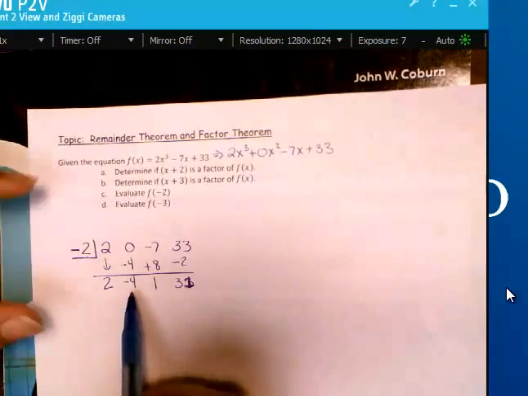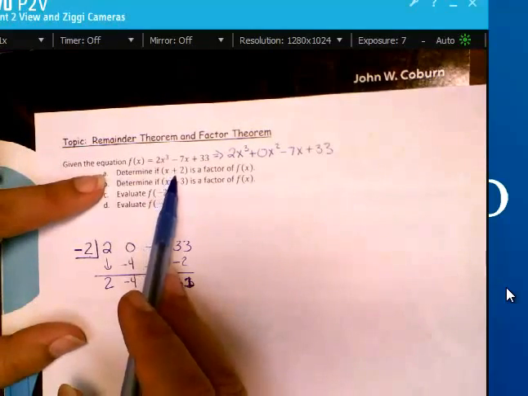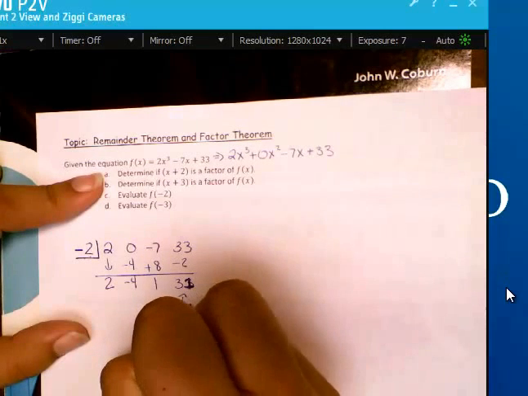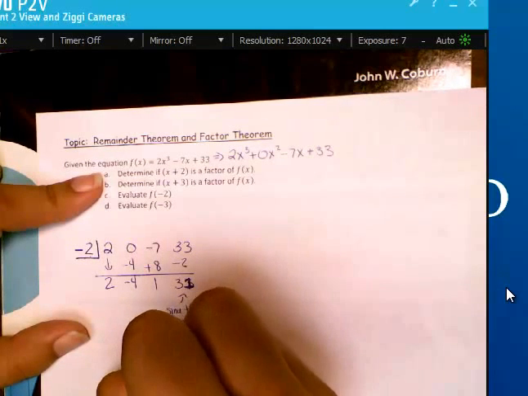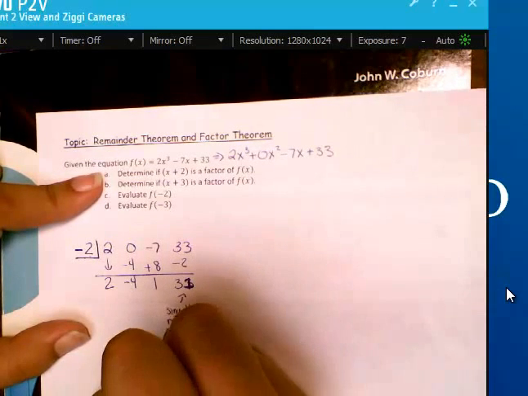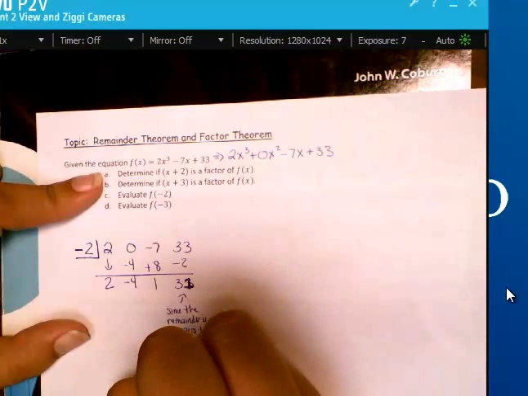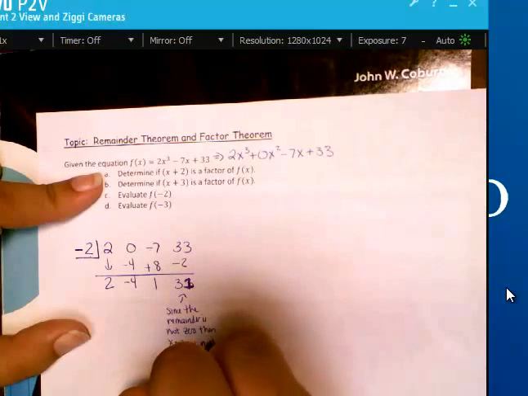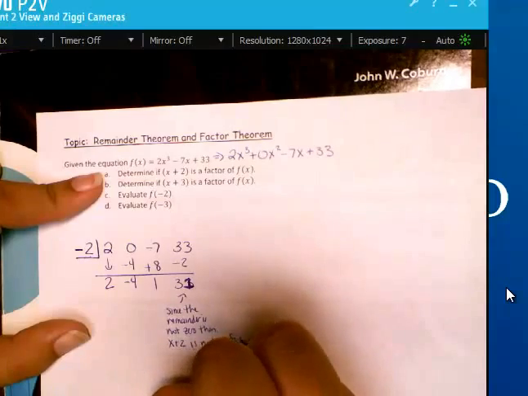Okay, so we want to determine if x plus 2 is a factor. So since the remainder is not 0, then x plus 2 is not a factor.